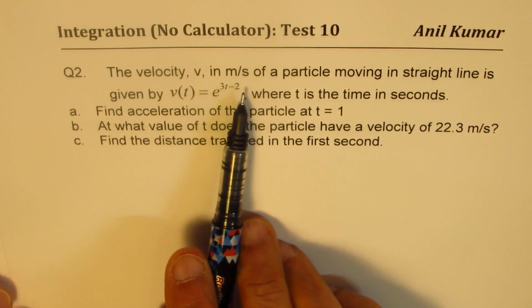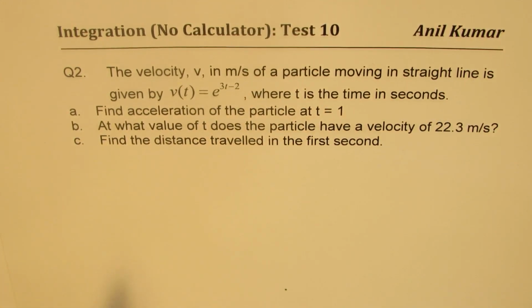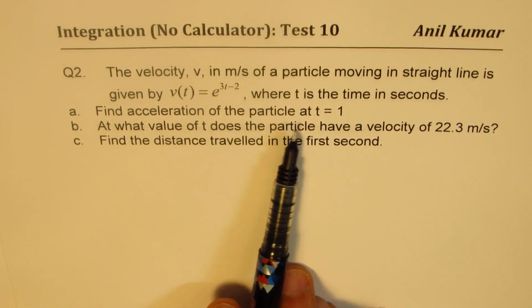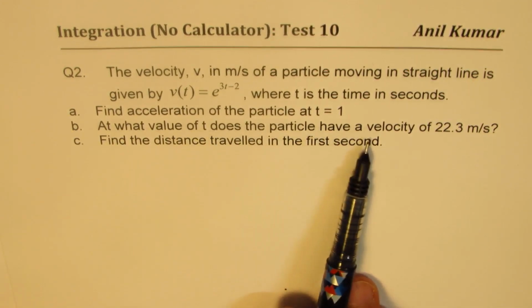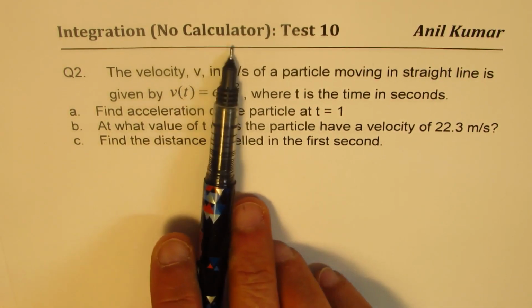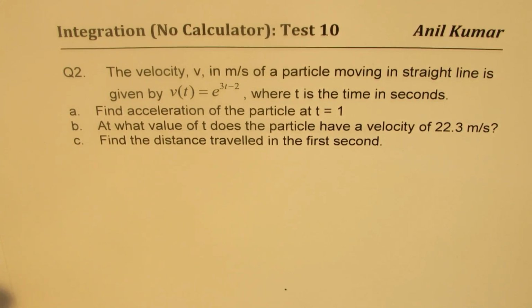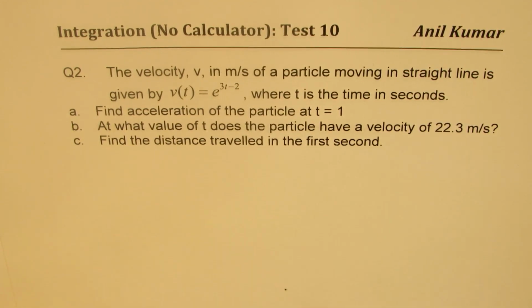the velocity v in meters per second of a particle moving in a straight line is given by v of t equals e to the power of 3t minus 2, where t is the time in seconds. A. Find the acceleration of the particle at t equals 1. B. At what value of t does the particle have a velocity of 22.3 meters per second? Well, it is no calculator, so leave your answer as the exact value. Part C is find the distance traveled in the first second.